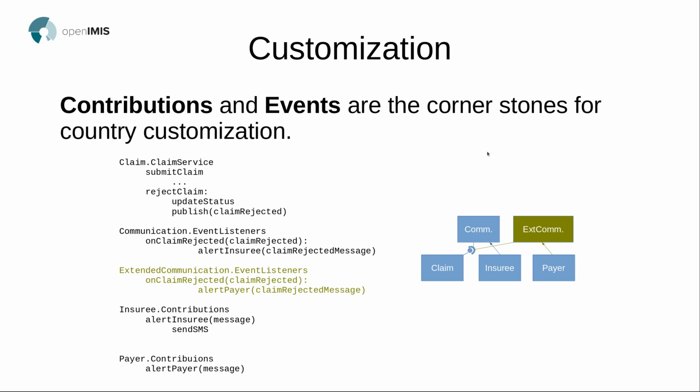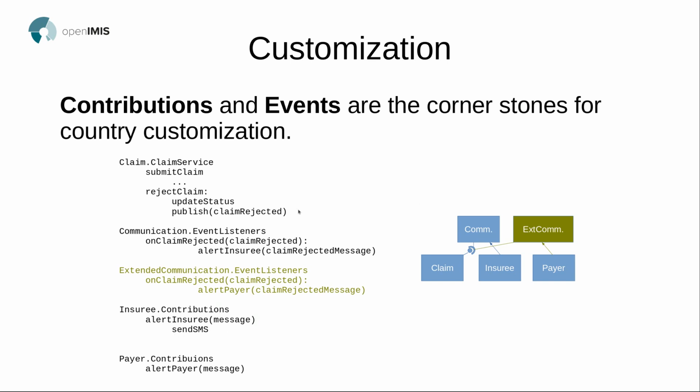Contributions and events are also the cornerstones for country customization. So if in your country you also need to alert the payer on claim rejection, what you would be doing is add an external module, so a new module that also listens to the claim rejected event but alerts the payer on top of the insurer.